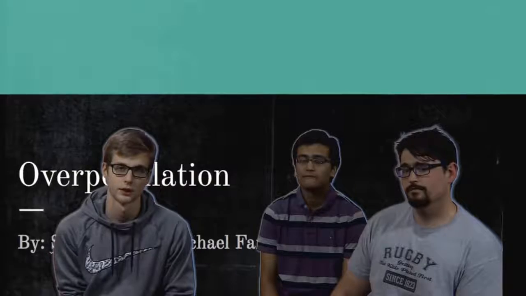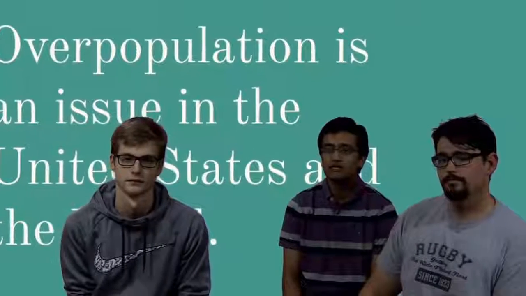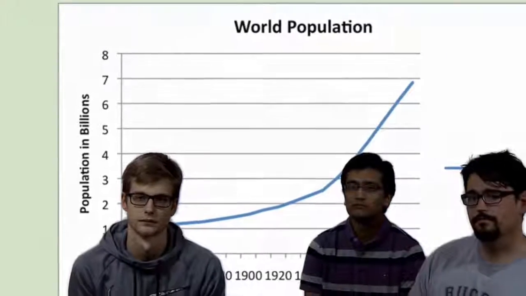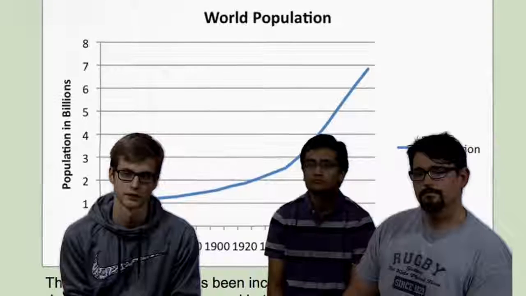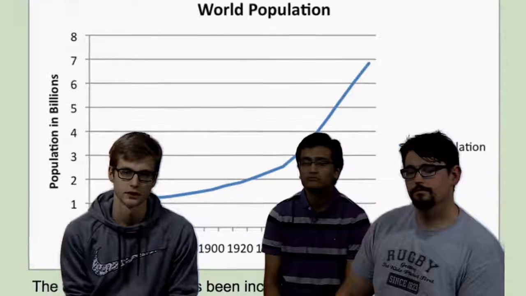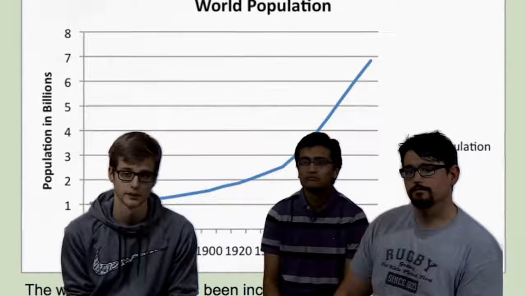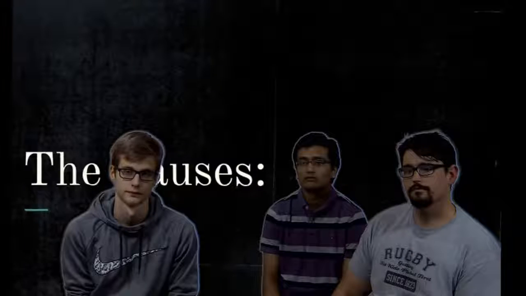And our topic is overpopulation. Overpopulation is an issue in the United States and all over the world. This is a chart about world population, and as you can see, the world population has been increasing rapidly since about 1950 due to better medical care and better nutrition.